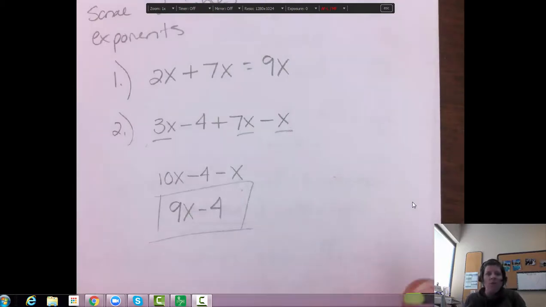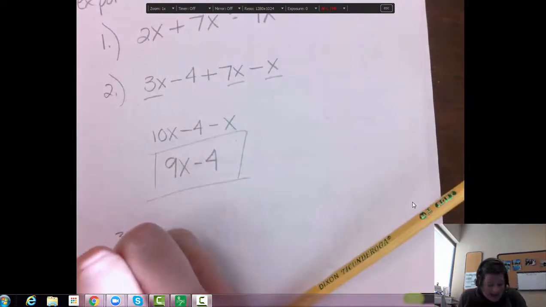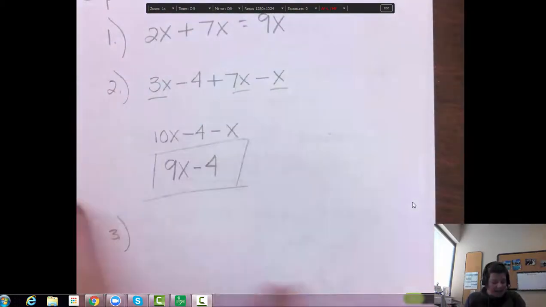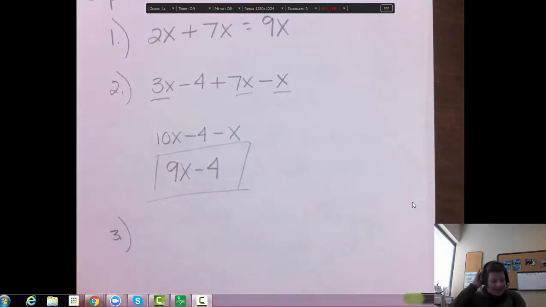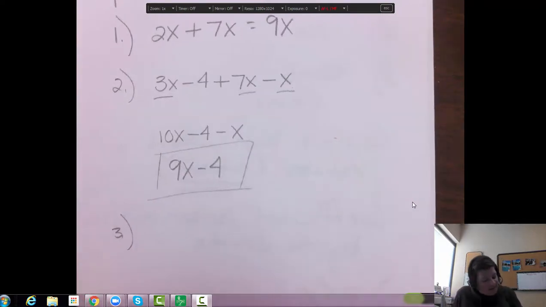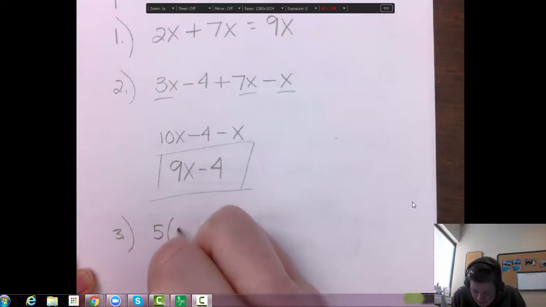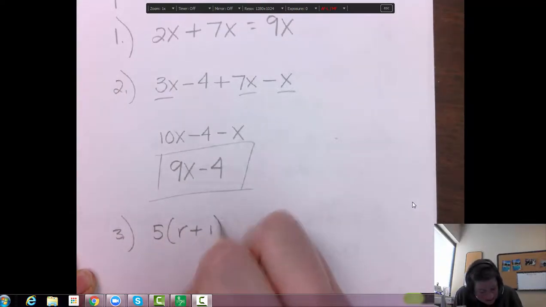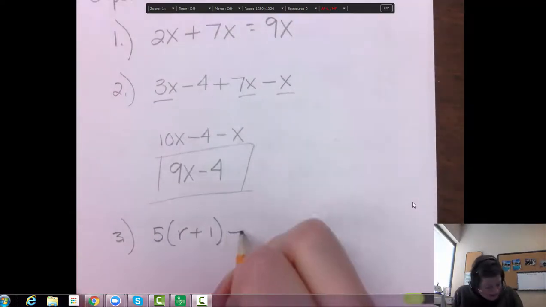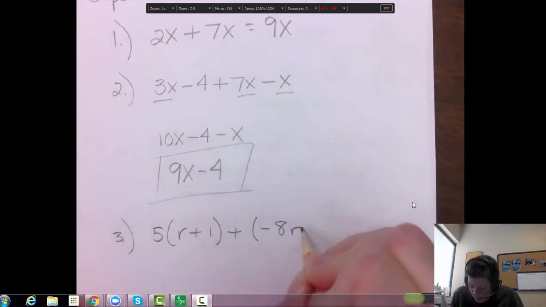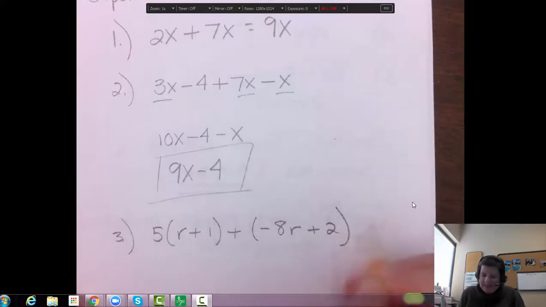9x minus 4. So let's look at, they like to put them in parentheses. Same idea. So I did a couple without parentheses, but they like to put them in parentheses and then make you distribute on some of them as well. So we might look at, I'll do one with distributive. 5, and then let's do an r plus 1. Oops. And we want to add to that negative 8r plus 2. So we might see a problem like this.